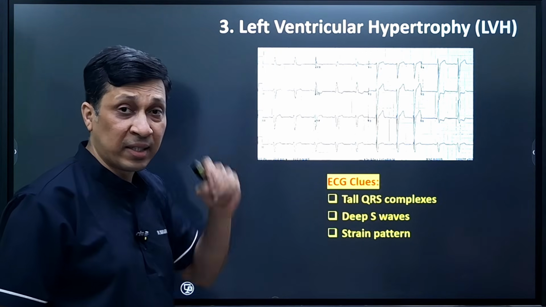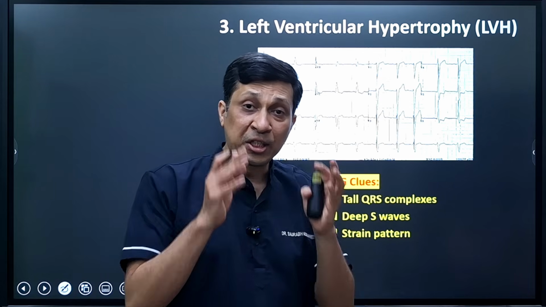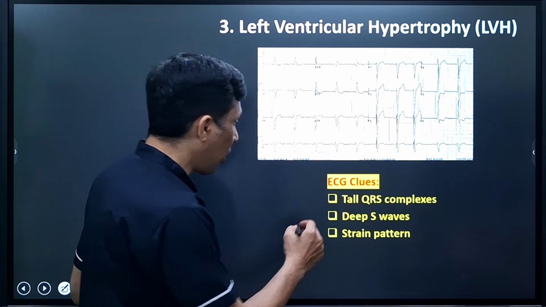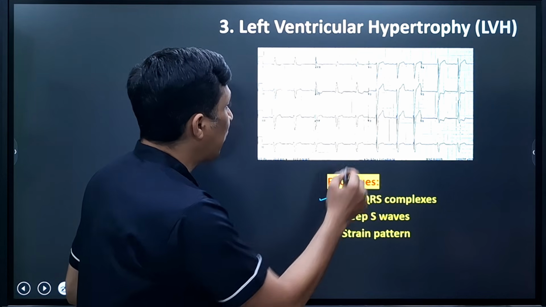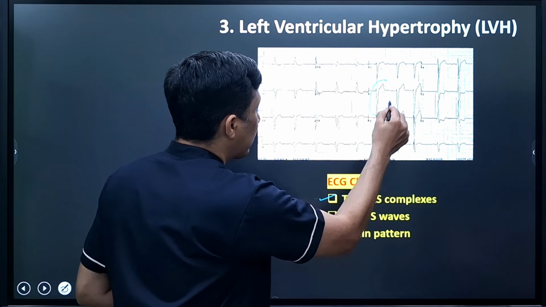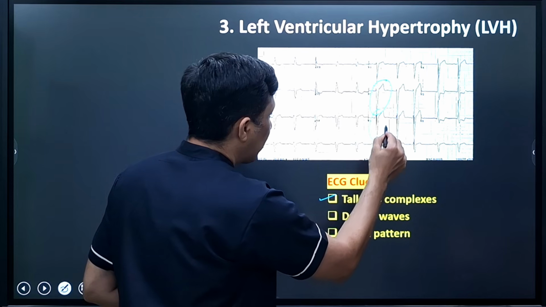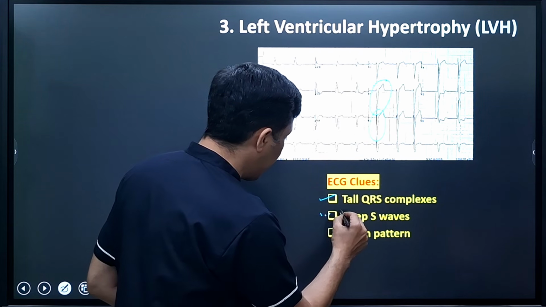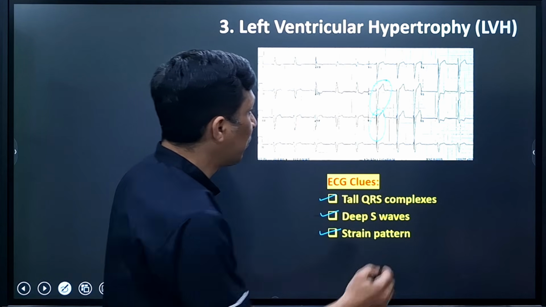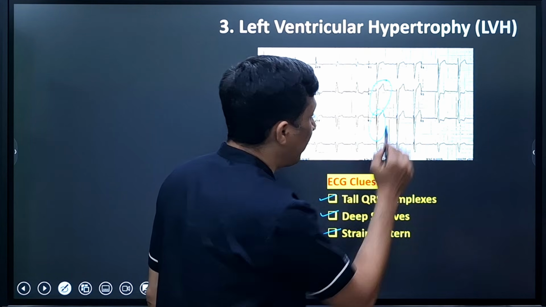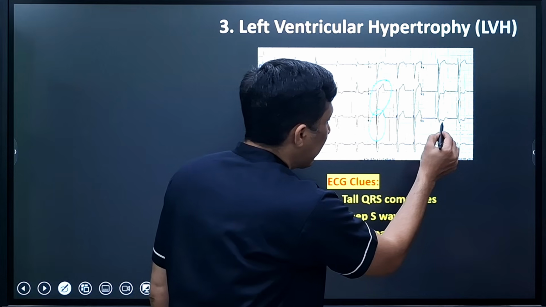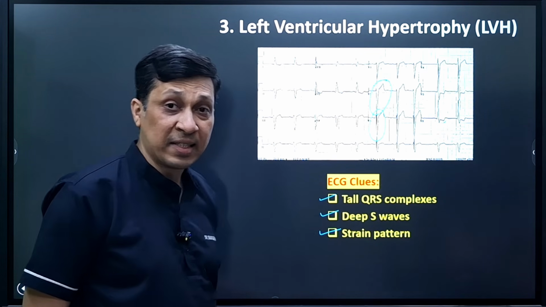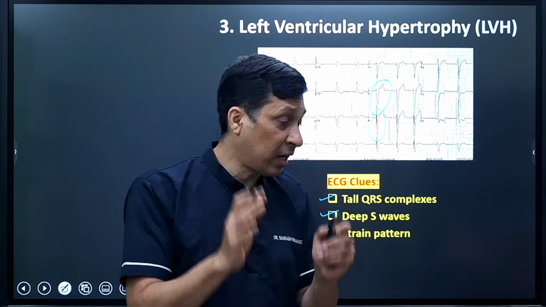Now the third important ECG that we see in the OPD is of left ventricular hypertrophy. The ECG clues here are tall QRS complexes. If you can see here, the QRS complexes are very tall. And you can also get deep S waves, and here also you will get a strain pattern. If you see the V5 and V6 leads, here you will see that there is ST depression and also there is T wave inversion. So these are the ECG clues for left ventricular hypertrophy.